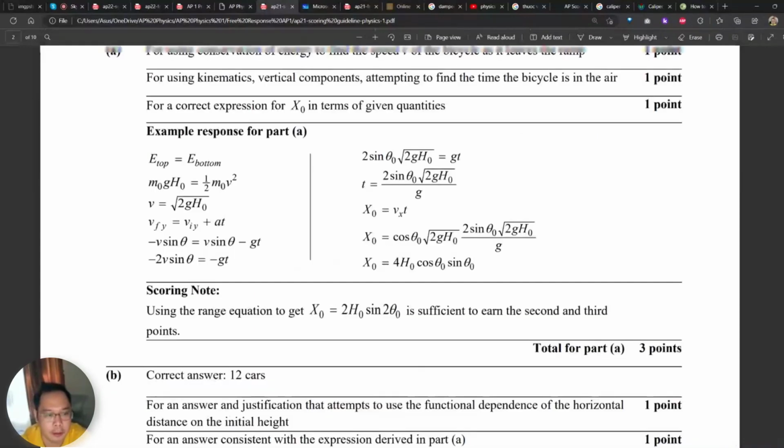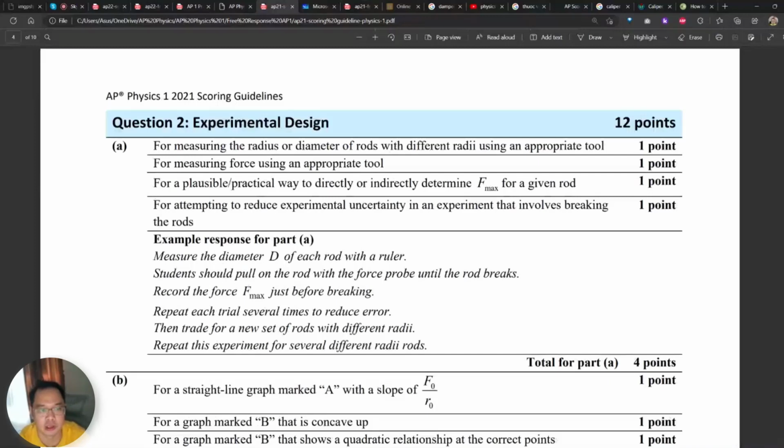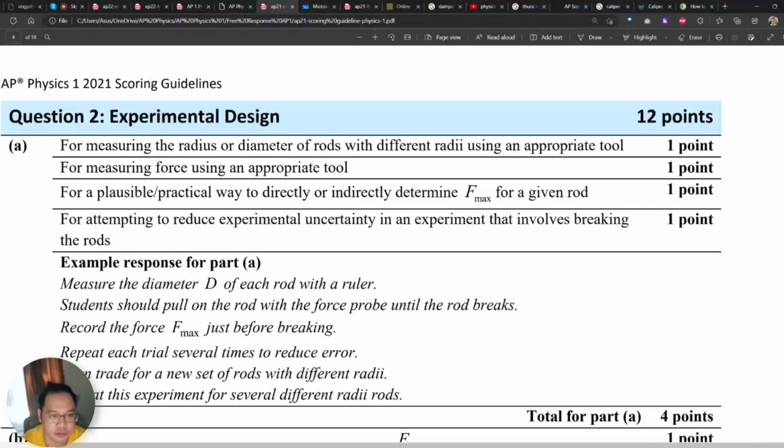Question 2 here. Measuring the radius or diameter with a different radius using a suitable tool, which is a caliper. Measuring the force using a suitable tool, which is a force scale, a plausible practical way to directly determine the maximum force. Okay. Practical way to measure the force for a given rod. Attempting to reduce experiment uncertainty in experiments that involve breaking the rods. Measure the diameter d of each rod with a ruler. They just use a ruler. That is a very silly way. Yeah, the ruler is much worse than a caliper.